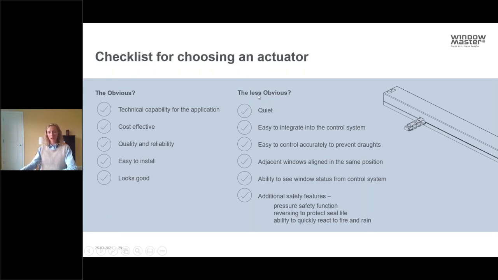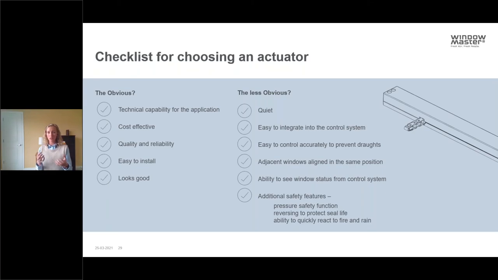Now there's also some other things that are definitely not obvious, but these actuators come with different speeds, which also means different noise levels. So think about, do you need to be specifying these actuators that have to be really, really quiet? Do you want these actuators to integrate to a control system? Even further than just integrating to a control system, do you want it to be very sophisticated, to also ensure that they have micro adjustments to be able to prevent things like draft or overcooling?